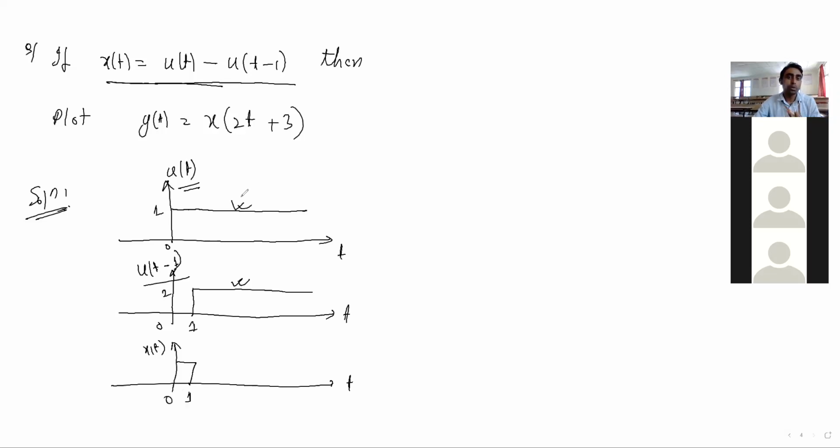Now I think you can do the rest. Plot y(t) equal to x(2t plus 3). So you have to first convert it into a standard format. Then you have to do all the rest of the steps.